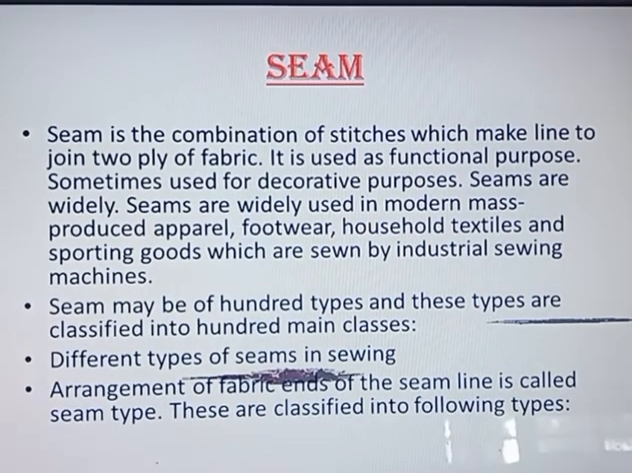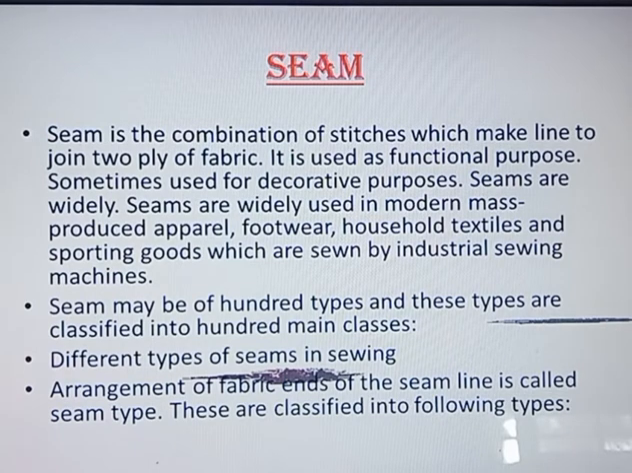Seam is mainly used for its functional purpose, to stitch or combine different layers of fabrics. Sometimes it is used for decorative purposes also, for surface ornamentation. These are used in the modern apparel industry, footwear industry, household textiles and sports goods. So different industrial sewing machines are used for this purpose. Seams are of hundreds of types, and these seams are classified into different subclasses. So we can classify these in the following.